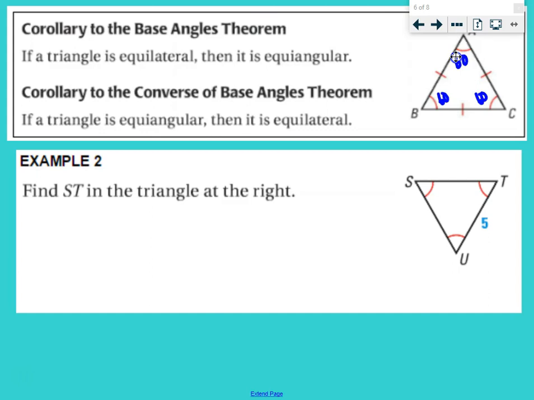So find ST in the triangle at the right. Well, we see that all three angles are congruent, which means all three sides are congruent, which means ST is equal to 5, because that would be the length of the sides of the triangle.